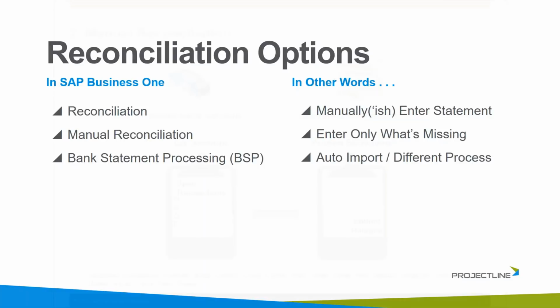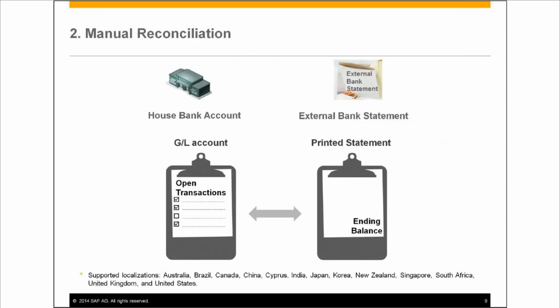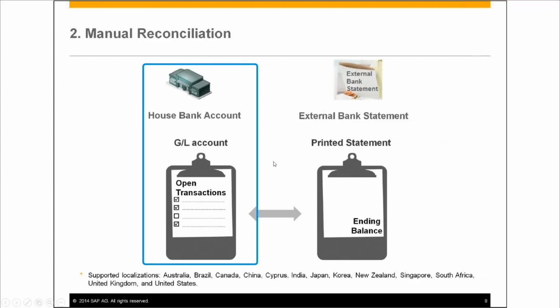Okay. All right, so we're going to start off by talking about the manual reconciliation first. And here's the one that likely most of you are using. You've got your house bank account. In other words, you've got the account in your general ledger in SAP that is tracking all of your transactions as they occur on any particular bank account. So many of you would have specific GL accounts for certain specific bank accounts, and you'd be tracking the ins and outs on that bank account.